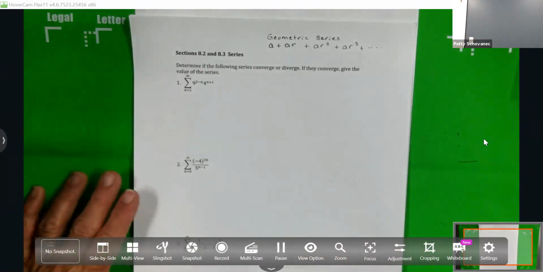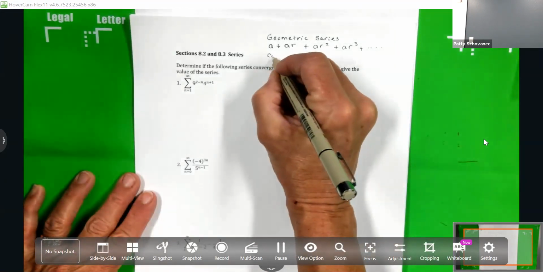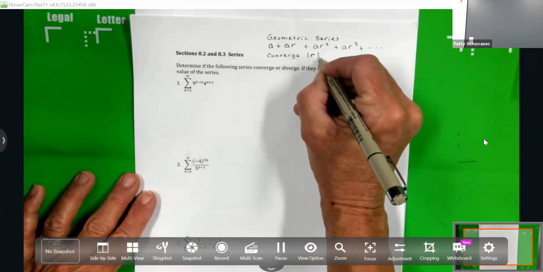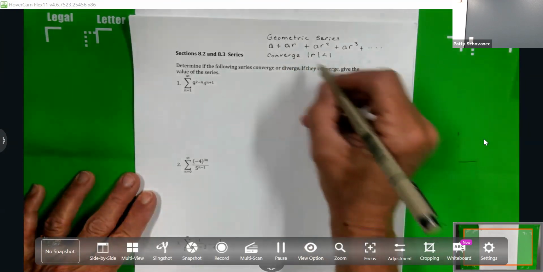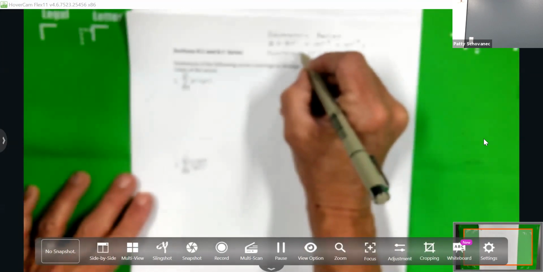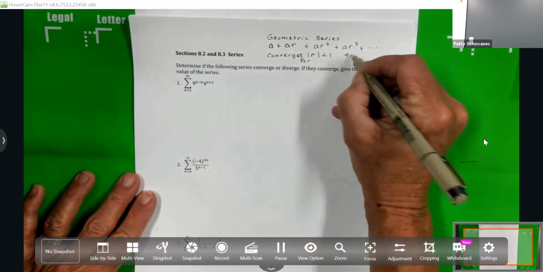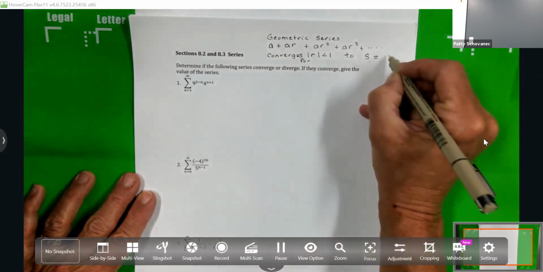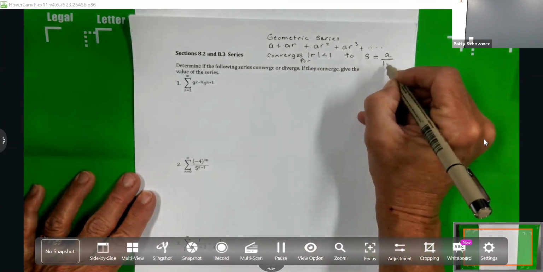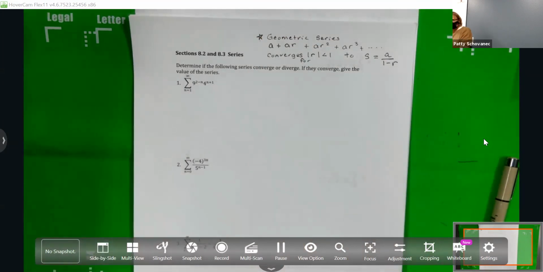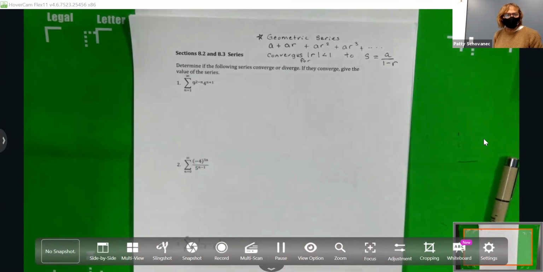We decided that a geometric series will converge if that multiplier in absolute value is smaller than 1. And it converges to the sum S is A divided by 1 minus R. So the geometric series might be disguised in some ways.